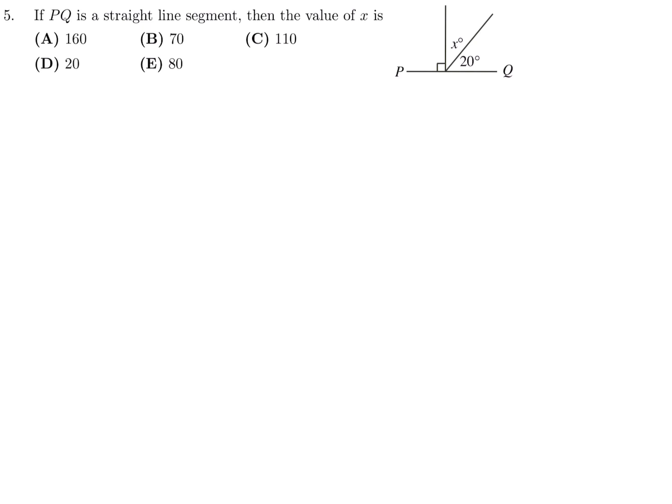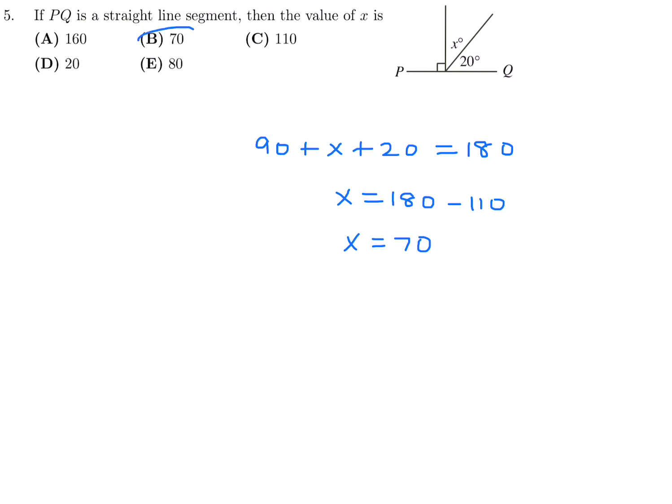If PQ is a straight line segment, then the value of x is. This symbol means 90 degrees. So if this is 90 also, because they told me that PQ is a straight line, then this whole thing is 180. So all of these angles have to add up to 180. This angle is 90, and then we have an x, and then we have a 20. All of that together is 180 degrees. Solving for this, it looks like 180 minus 110, and x therefore is 70 degrees. So number 5, the answer is B.